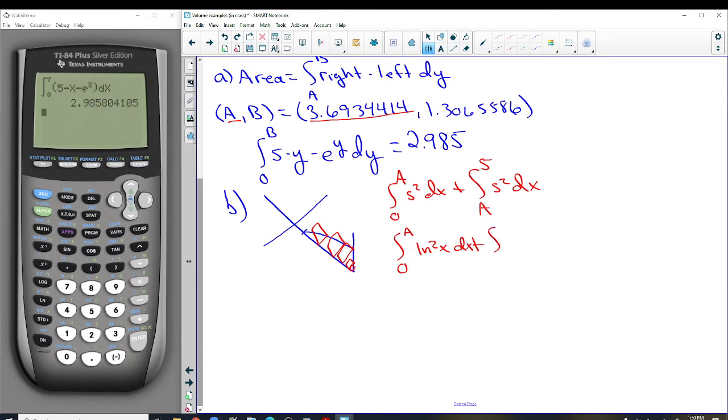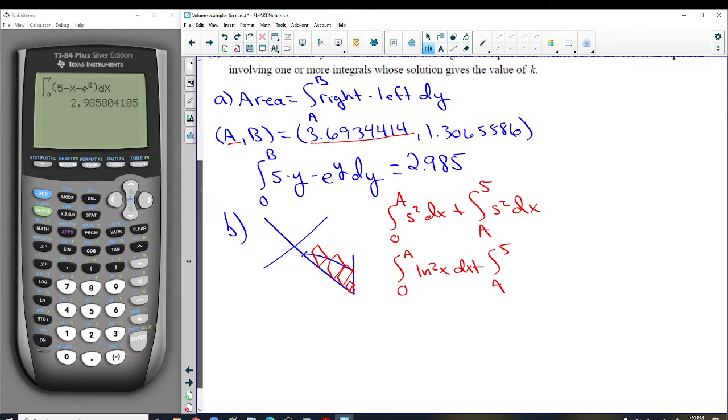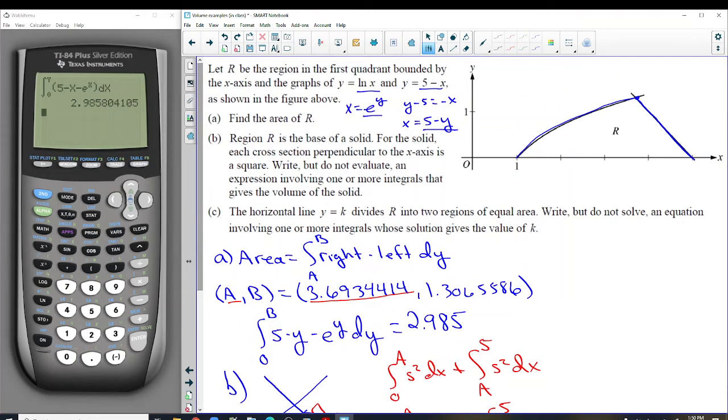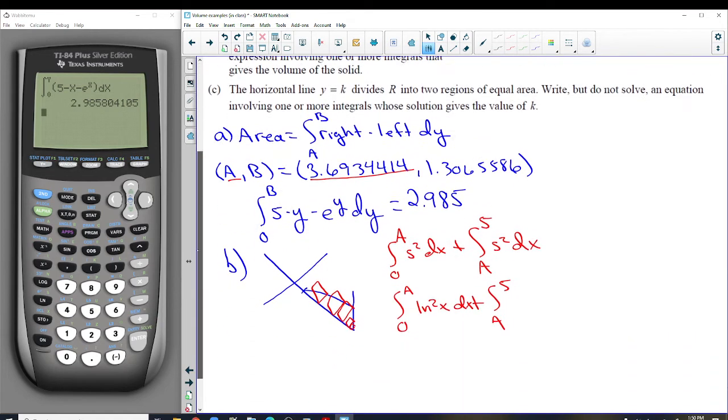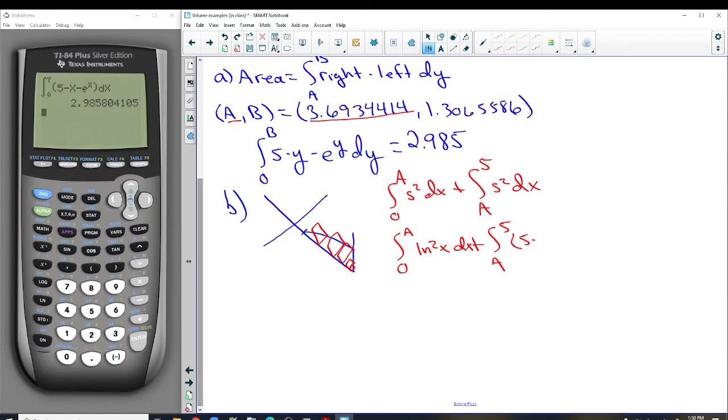plus a to 5 of, well, is it 5 minus x? Yeah, 5 minus x. So we're following the natural log. Now we're following the line. 5 minus x squared dx. And they're telling you, do not evaluate it.